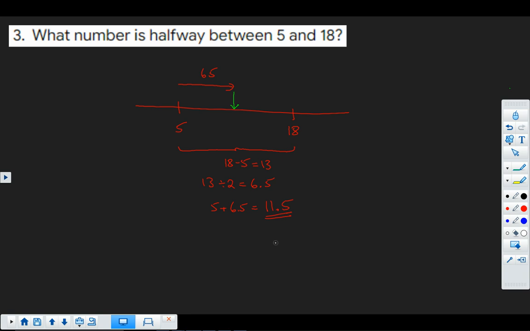11.5. Another way that some students know of calculating the midpoint between two numbers is to add them together and divide by 2. 5 and 18 added together is 23. 23 divided by 2 is also, not surprisingly, 11.5. And you may need this skill when calculating the median if you're left with two numbers at the middle point and you need to find what's halfway between them.